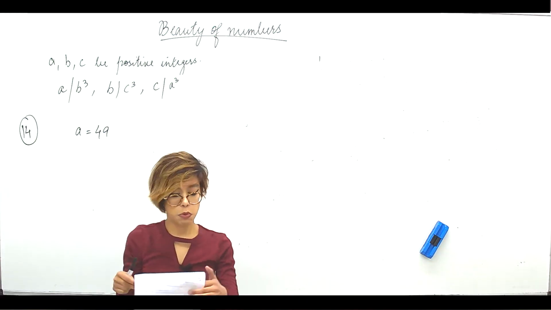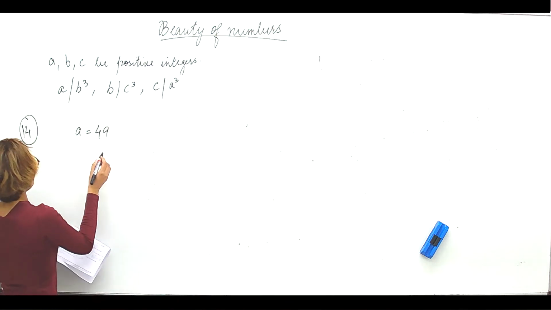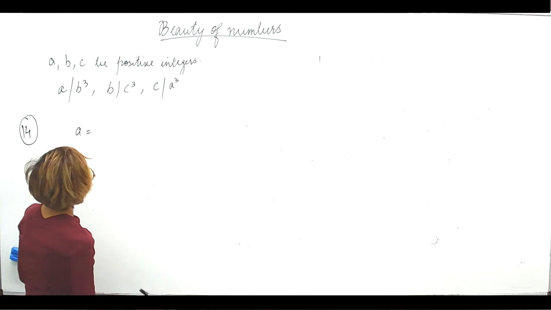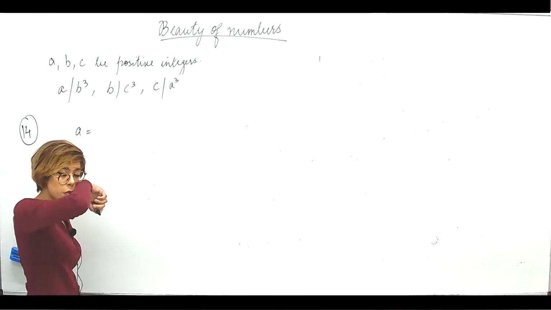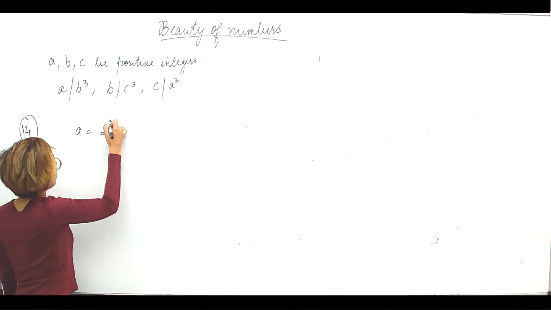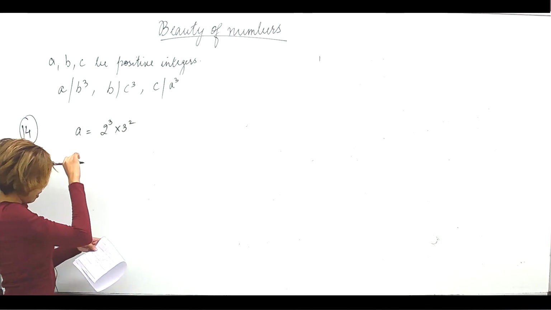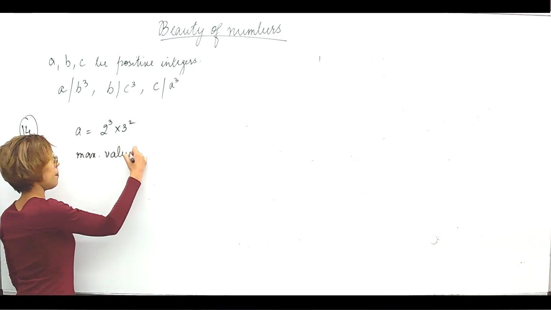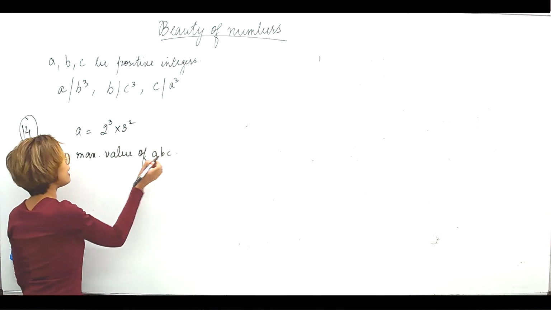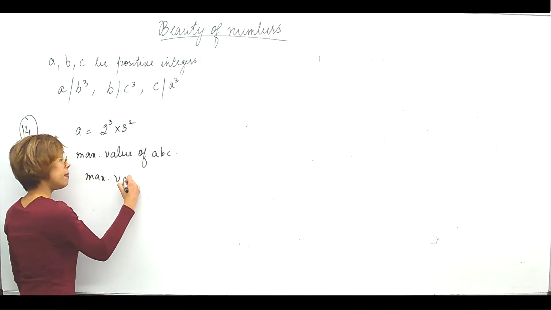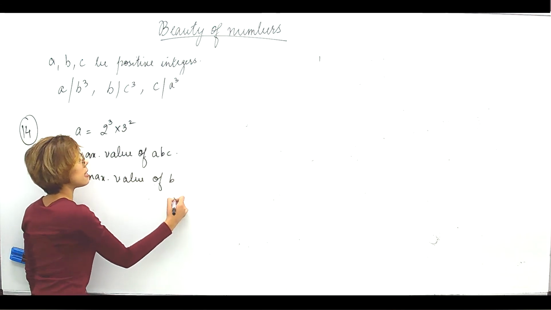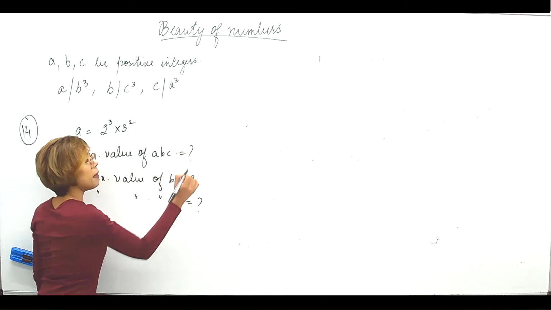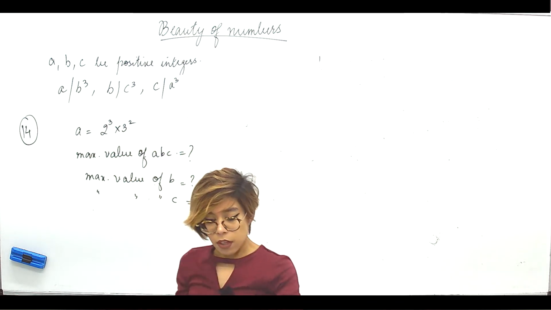Question number 15. A is 72. 72 is 8 into 9, so 2 cube into 3 square. Right? Okay. Now I want the maximum value of ABC. Again, what I'll try to do is get the maximum value of B and the maximum value of C. That's my aim. Done? Okay, so I understand that.